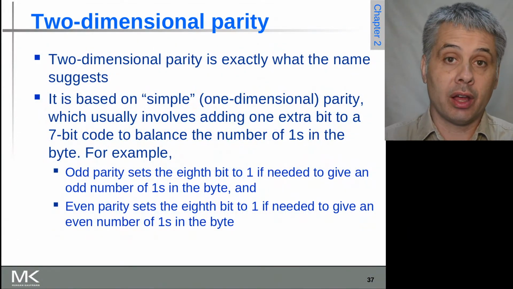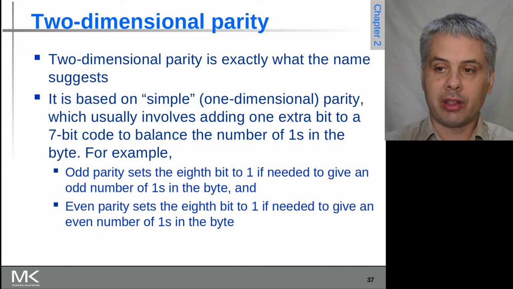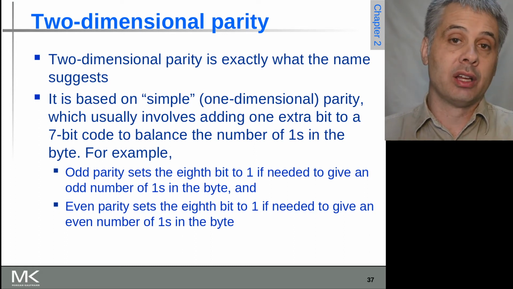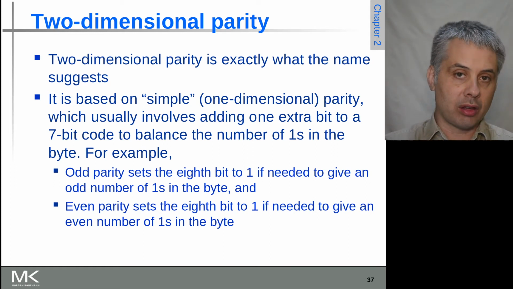Okay, so let's have a look at parity as a means of error detection. First up, if we start with simple one-dimensional parity, this is really just adding a bit onto the end of every byte, or using a bit in every byte, in order to add a simple check. And in this case, is the number of ones odd or even?